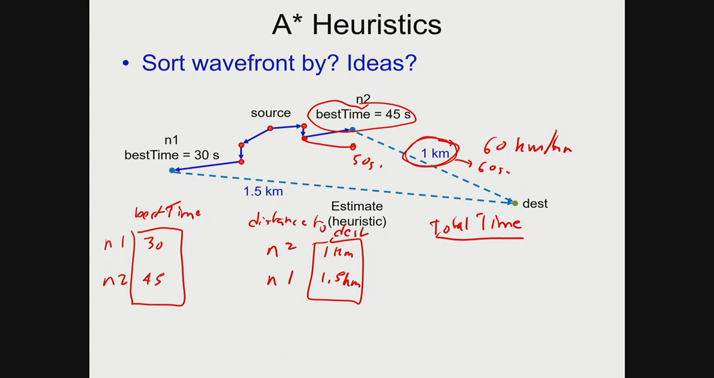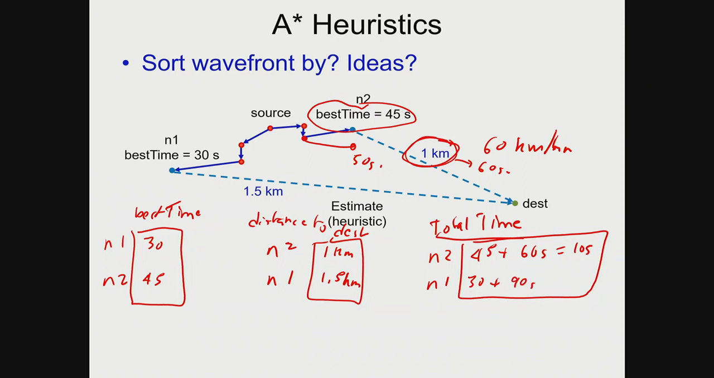So if I did this, I basically would get, for N2, a total time of 45 seconds plus 60 seconds, which is just 1 kilometer divided by 60 kilometers an hour. So that is going to be 105 seconds. And for N1, I would get 30 seconds. Okay, so this is my heap. For N1, I would get 30 seconds plus 1.5 kilometers, which is 90 seconds worth of travel time at 60 kilometers an hour, which would be 120 seconds.